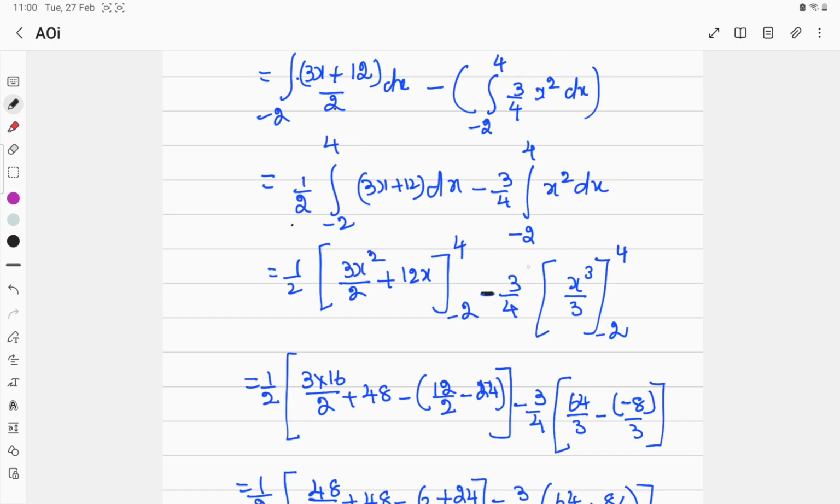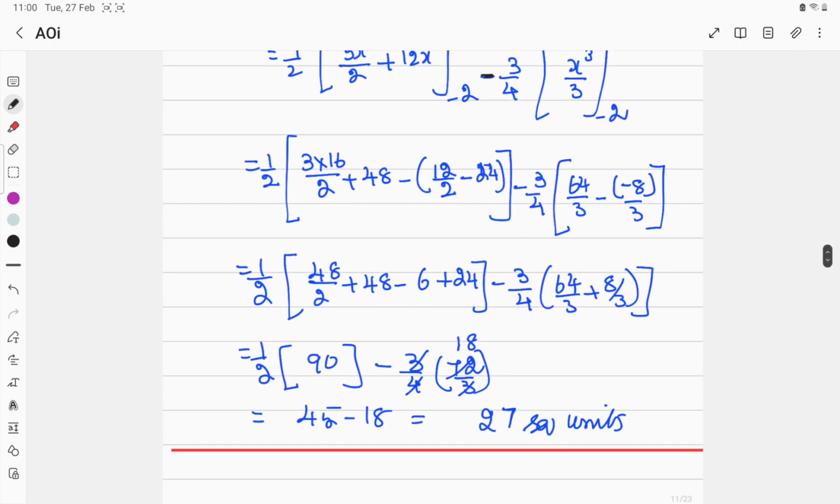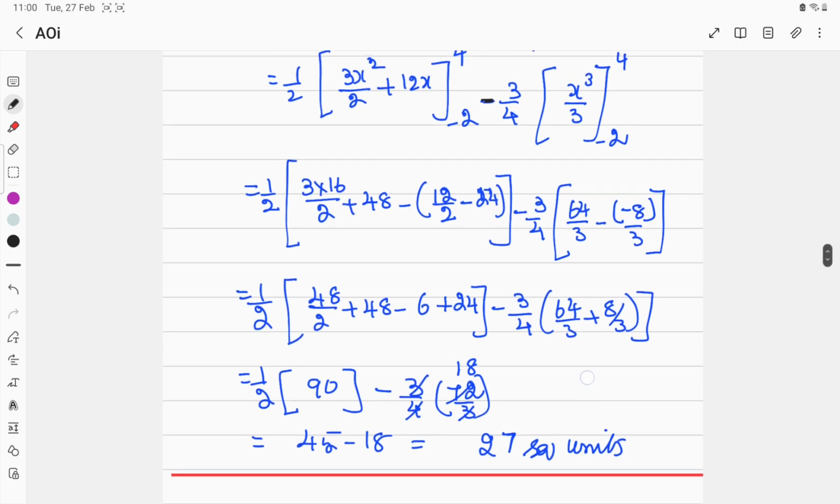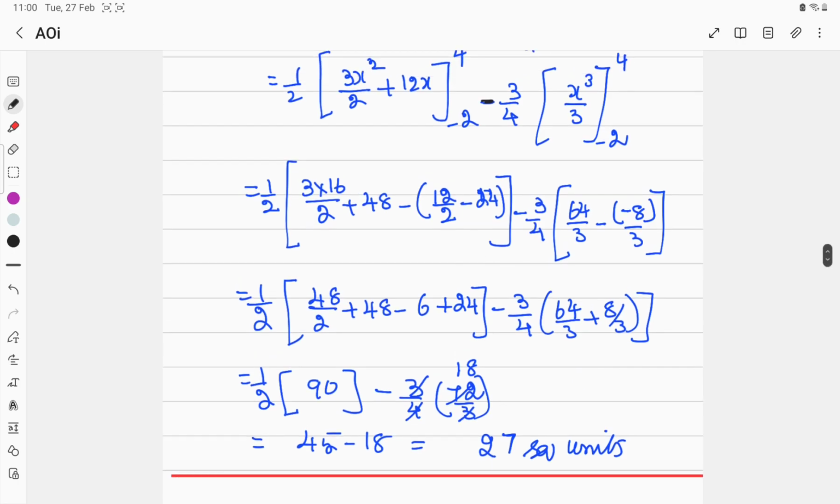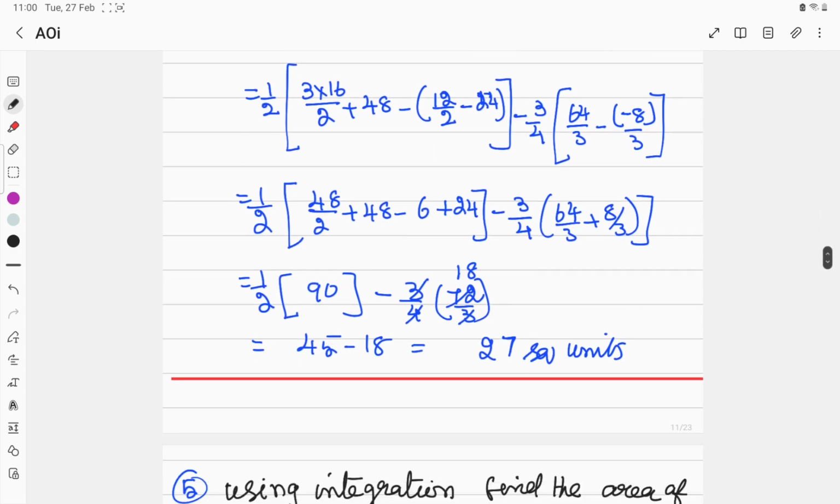And then minus the integral of 3/4 x² dx. The integral of x² dx we know is x³/3. Here the upper limit is 4, the lower limit is −2. So using these values, we get the required area equal to 27 square units.